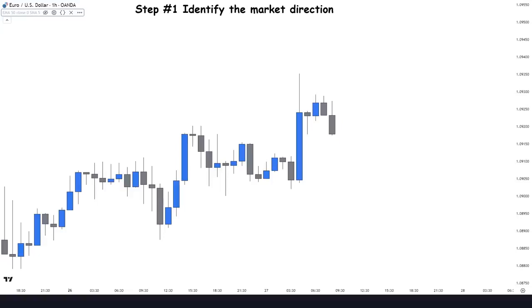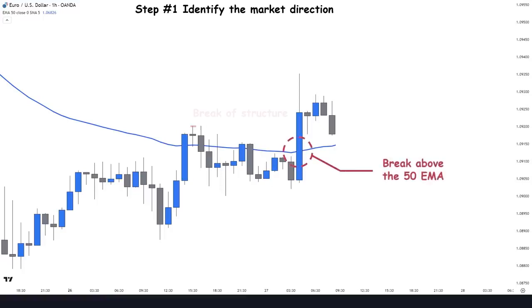We do this with the aid of the exponential moving average. So we apply the 50 EMA on the chart, and simply wait for the price to break it to one side and create a new high or low. Then, we can identify whether we're witnessing a bullish or bearish market. For example here, the price has broken the 50 EMA, and also the previous market structure to the upside, and created a new high. So, we have a bullish market, and now that we have identified the direction, we can continue with the following steps and look for long opportunities.